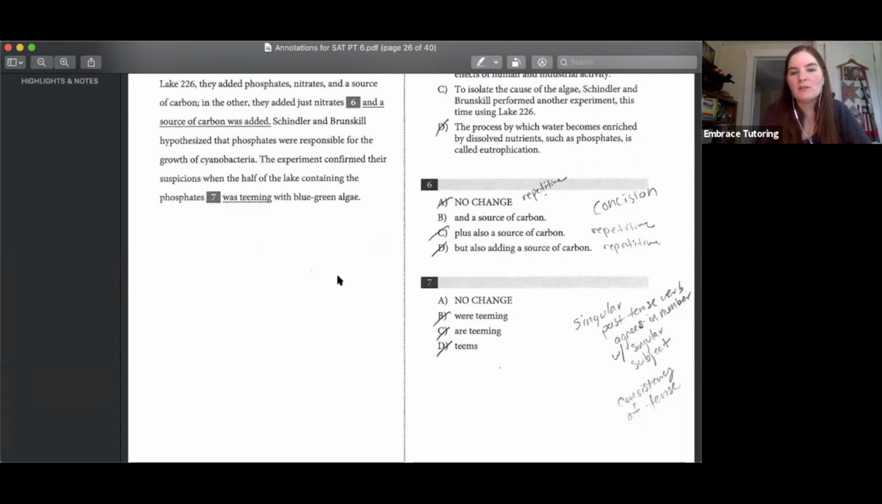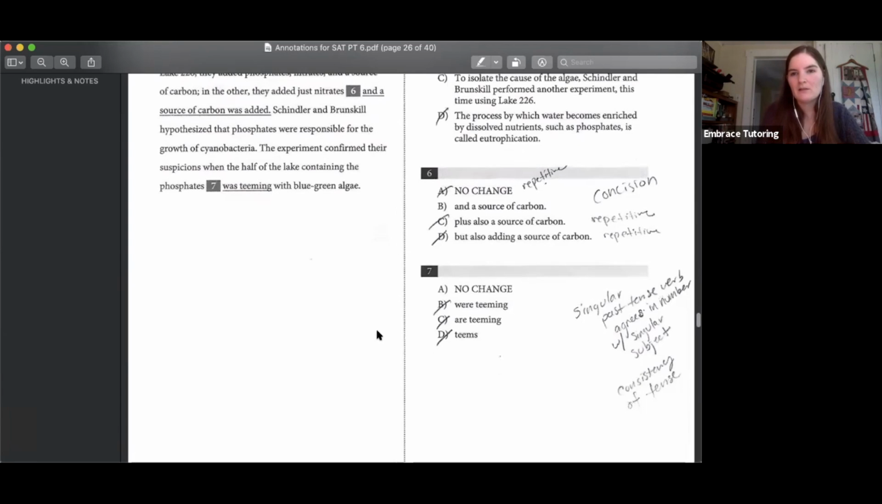But we know that we were dealing with past tense, so the present tense wouldn't work. So teams and are teaming wouldn't work here, because they are present tense, whereas were teaming is past tense, but it's plural. We're dealing with a plural verb, and we would need a plural subject, but our subject is only singular. So we need a corresponding singular verb form in the past tense in order to conform to what this sentence needs. Does that make sense? Okay.